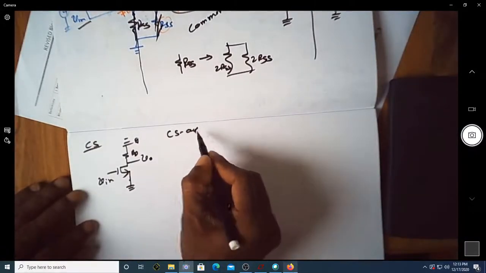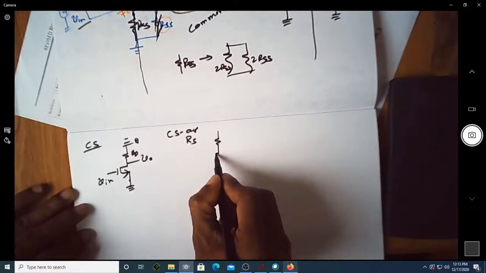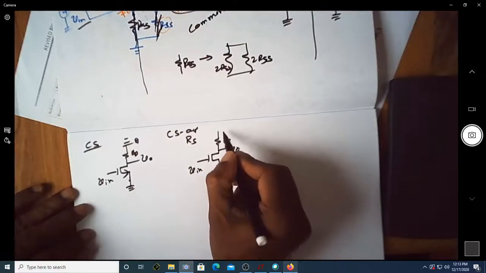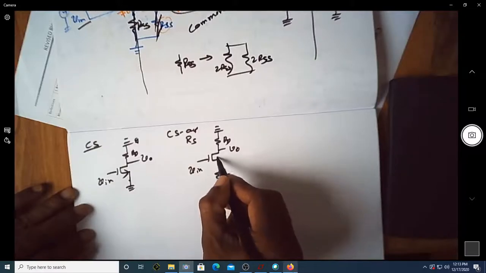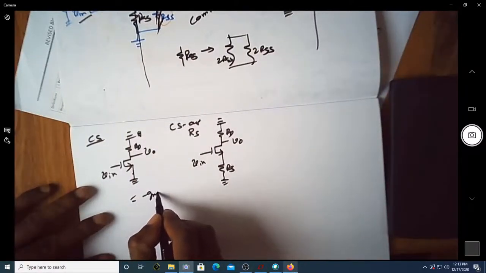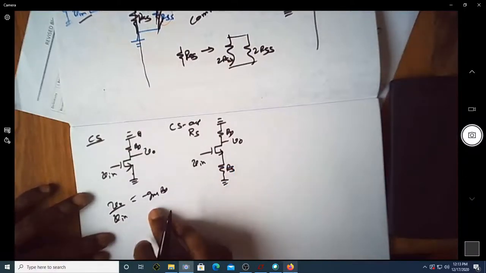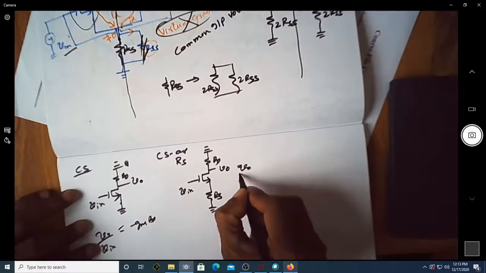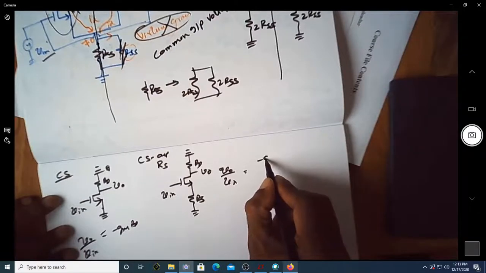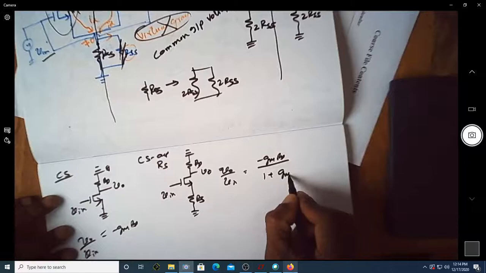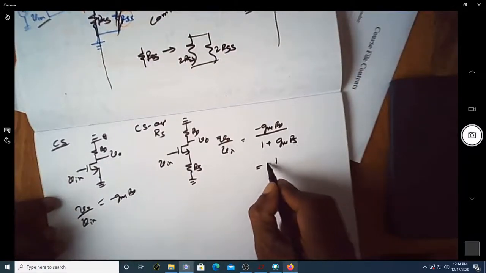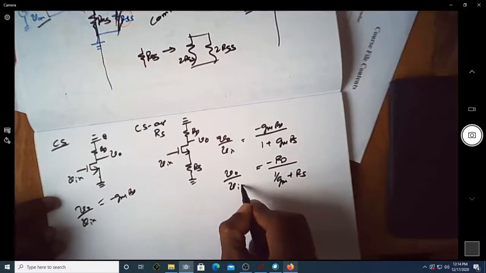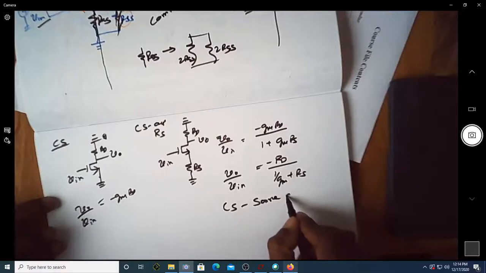So do we have a CS amplifier with source degeneration? We know that this is a CS amplifier with source degeneration. Of course, this is my Vin, this is my V0, this is AC ground, this is again AC ground. What was the gain of this? We know that for a CS amplifier the gain V0 by Vin is minus gm into RD. For a CS amplifier with source degeneration, its gain V0 by Vin is equal to minus gm RD by 1 plus gm RS, or minus RD by (1 over gm plus RS).